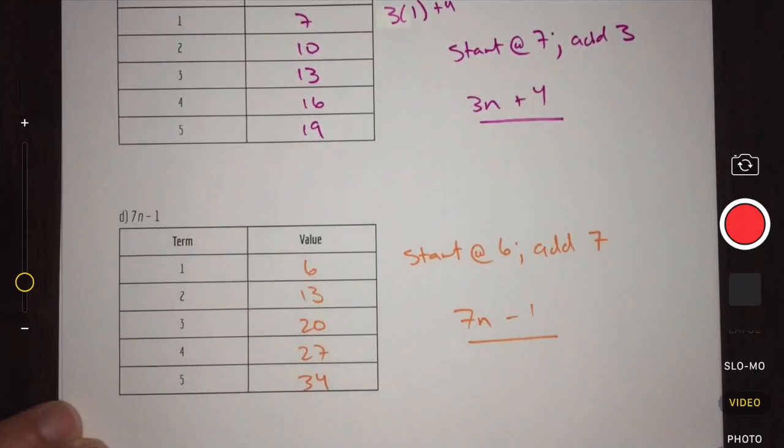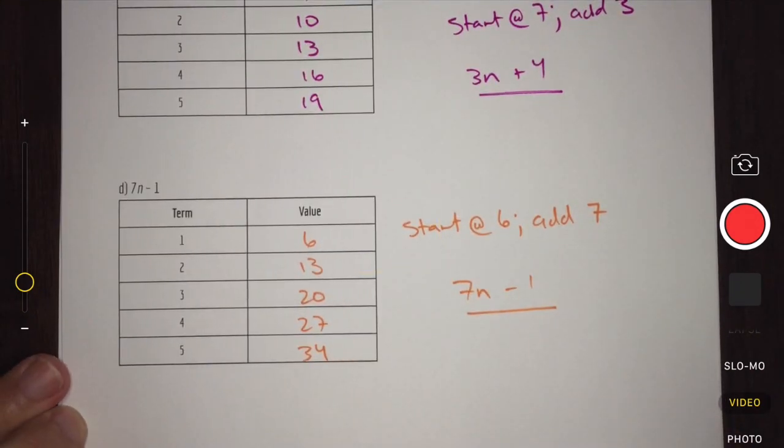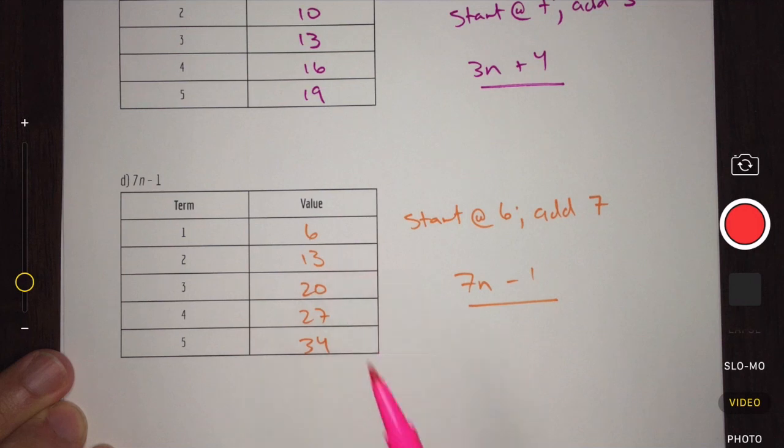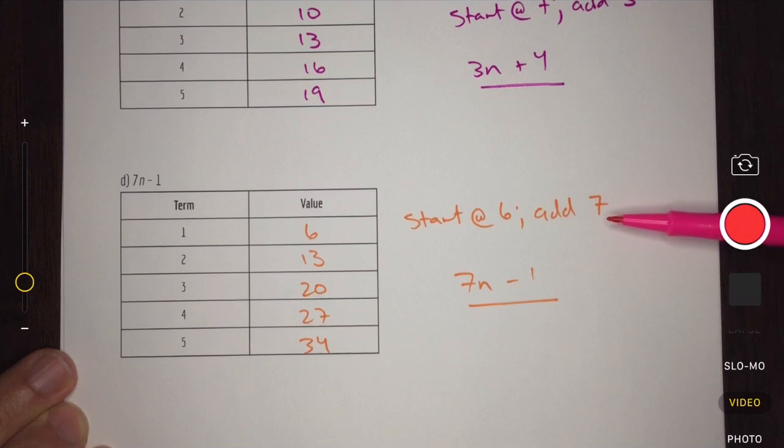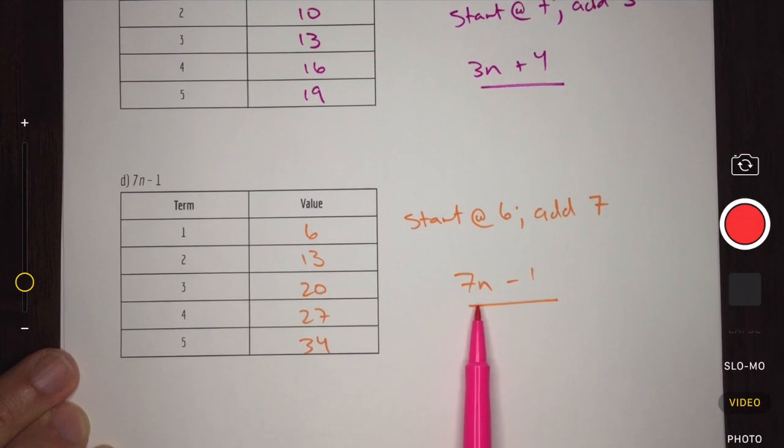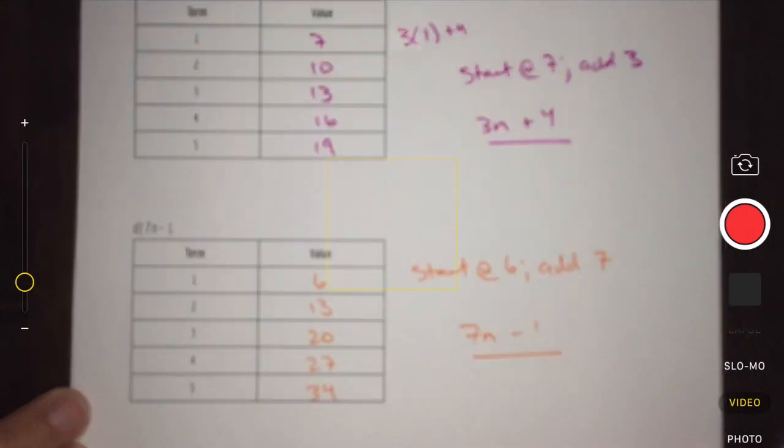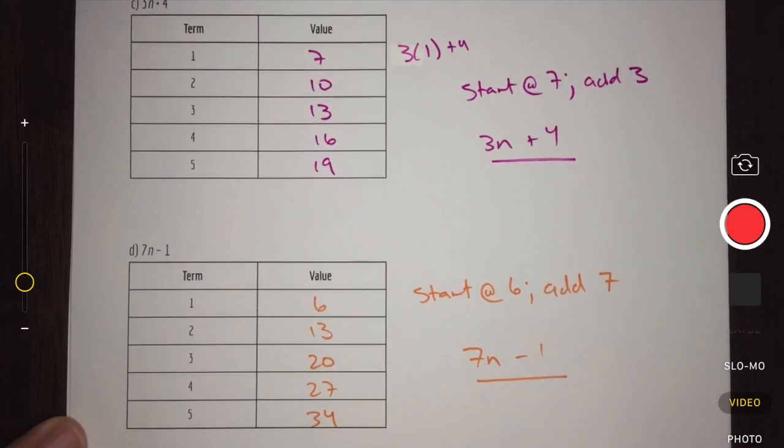And lastly, for example D, what we have in our value column are 6, 13, 20, 27, and 34. And again, we can describe this as starting at 6, adding 7 each time. And again, that description tells us what happens when we have our expression of 7n minus 1. Now, I'm just going to scroll back up so you can see these two here.